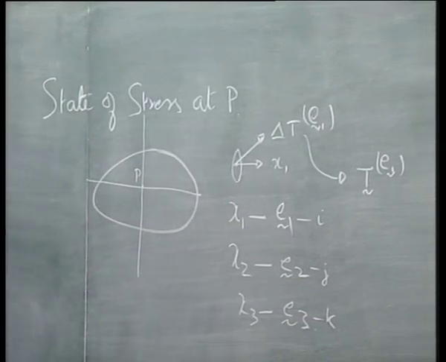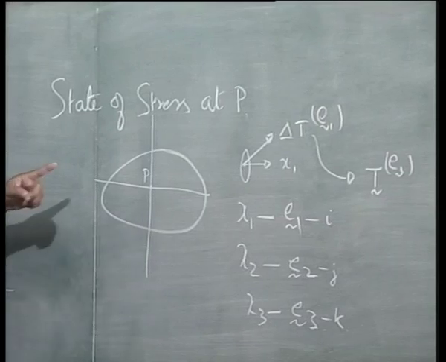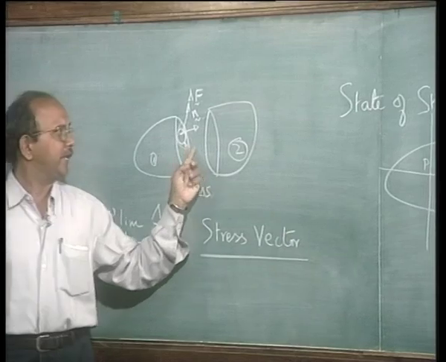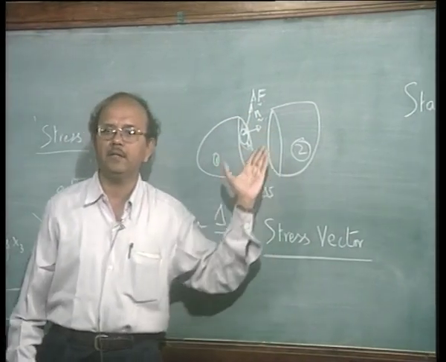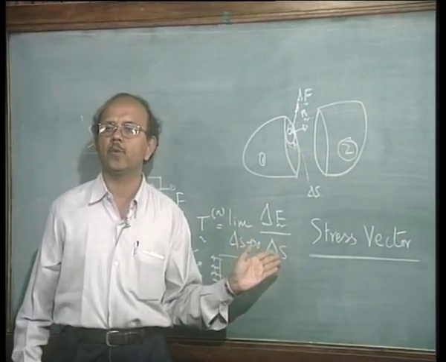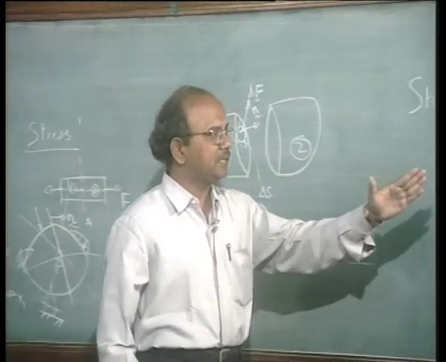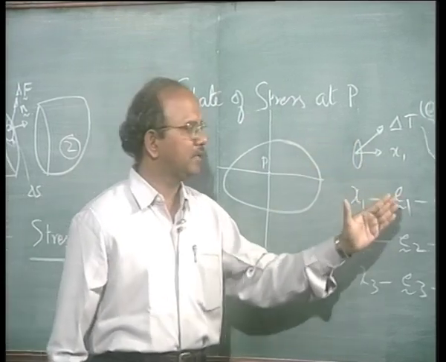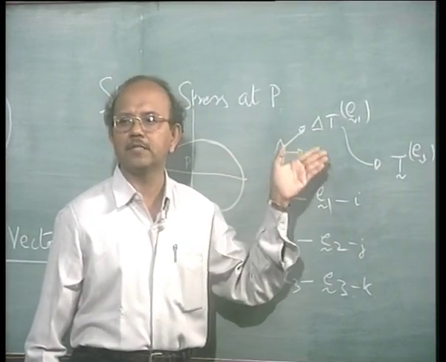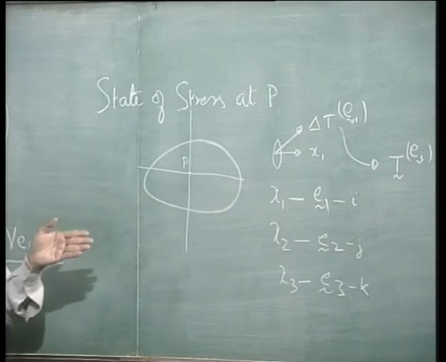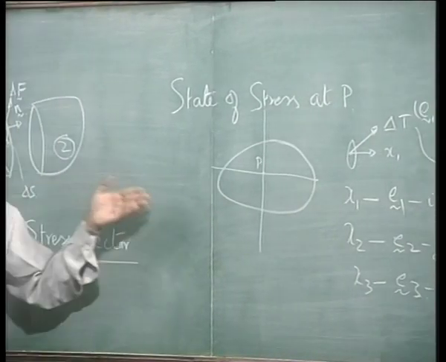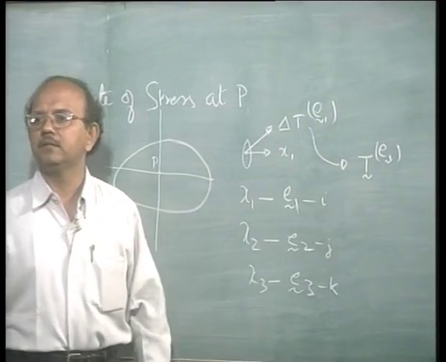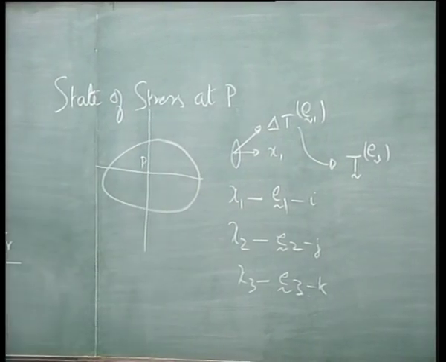Is that clear? Okay. What is this? This is exactly the same as this. Now here I have taken some plane with a normal n and defined the stress vector. In this case I have taken a plane whose normal coincides with that of E1, along the same direction as E1, and then I have defined a stress. Is that clear?